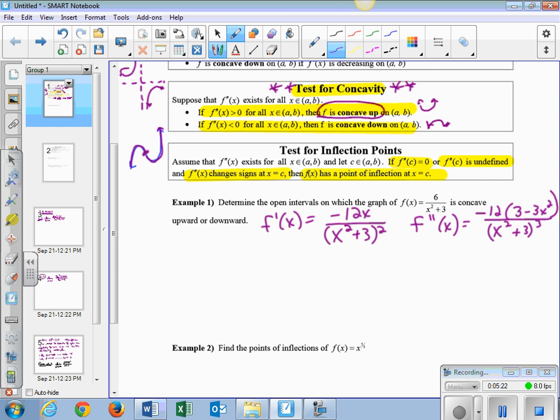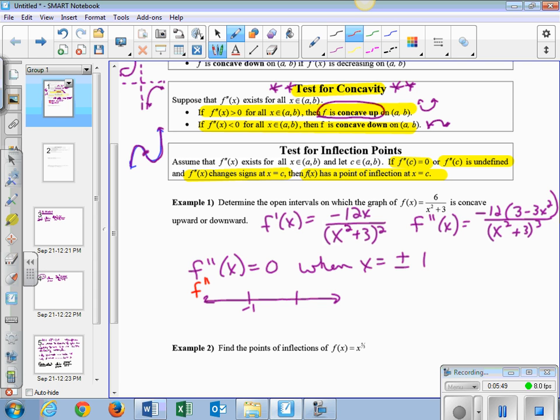Looking at the numerator, what would make the numerator 0? So my second derivative is equal to 0 when x is equal to, do you guys have it? Plus or minus 1. So I'm still going to do my little number line charts. Okay? And I'm going to put -1 and 1. And I'm going to substitute that into the second derivative. So I'm going to pick numbers between -infinity and -1, and then plug it into the second derivative, and just see if I'm going to get a positive or negative.